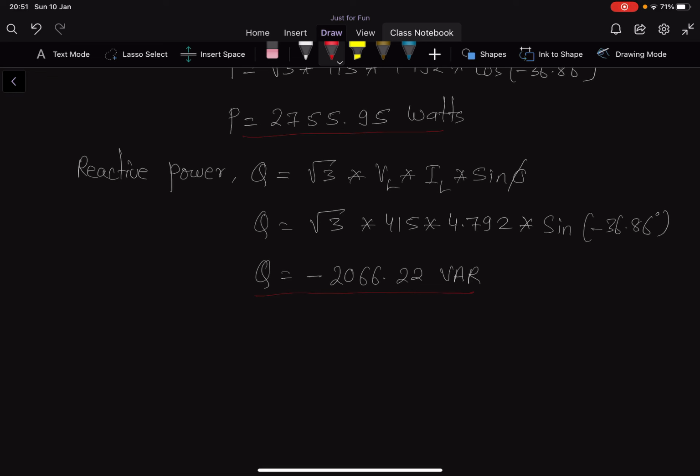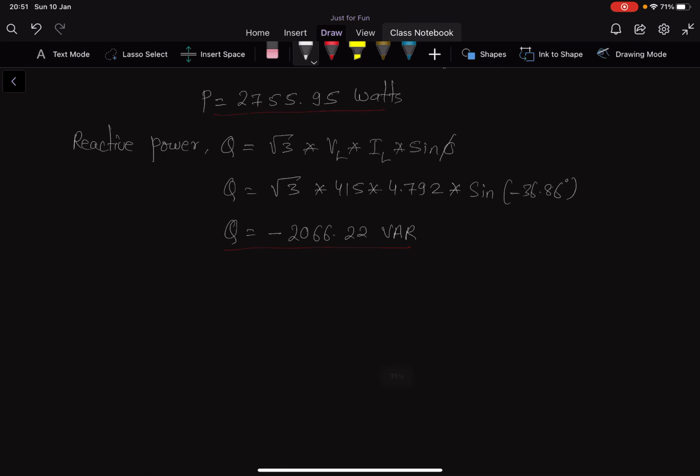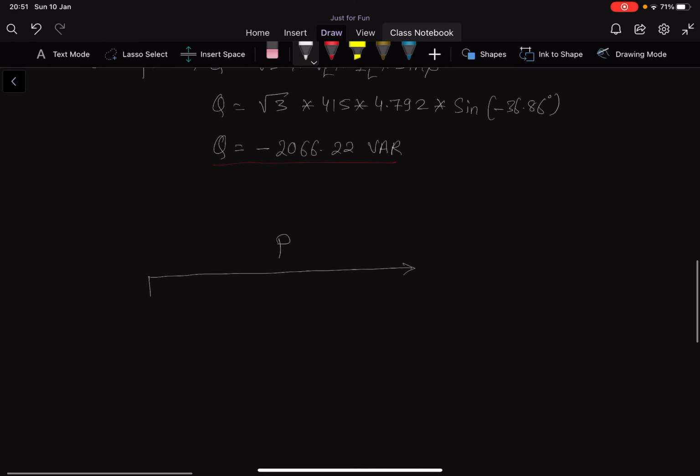Right, once we have that information, we can draw the triangle here, just to show you what's happening. So this here is the active power, and the reactive power, since it is negative, we can draw somewhere down like that. The addition of this active power and reactive power is going to be your apparent power. So this is the apparent power, and the angle which you have looked at, 36.86, is this angle here.